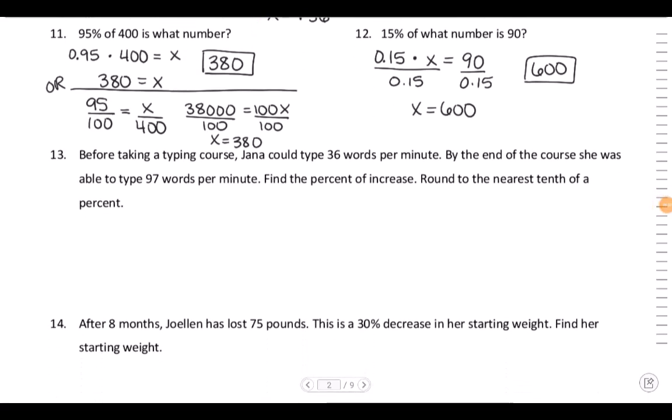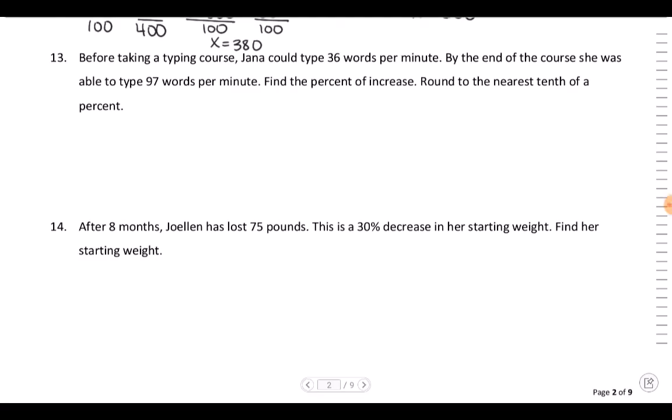All right, so question number 13 says, before taking a typing course, Jana could type 36 words per minute. By the end of the course, she was able to type 97 words per minute. Find the percent of increase, round to the nearest tenth of a percent. Okay, so first we need to find what is the amount of the increase. So the amount of increase is the difference between the new amount and the original amount. So 97 minus 36 would give me 61. So that's the amount of my increase.